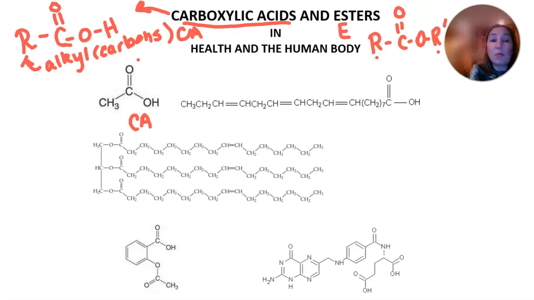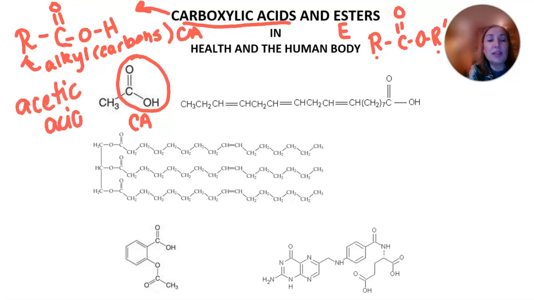But actually, we want to recognize that carboxylic acid. This is a special one. Take a second to remember, if you will. This one's acetic acid. So we want to actually recognize this specific carboxylic acid when the R group is CH3, that it is acetic acid. Okay, let's look at the next molecule.